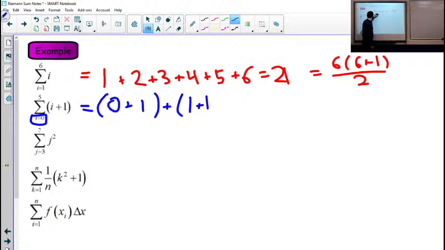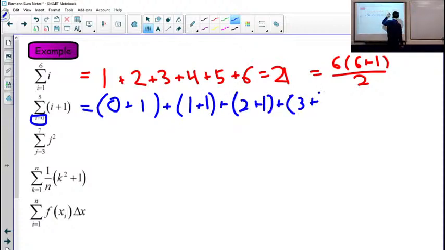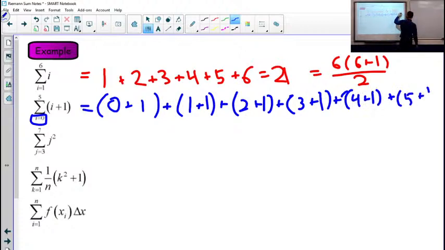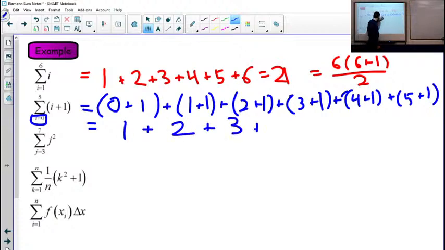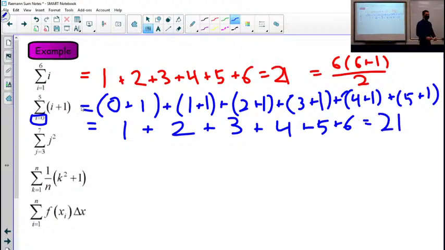So our next one is 0 plus 1, 1 plus 1, 2 plus 1, 3 plus 1, 4 plus 1, which hopefully you recognize that 0 plus 1 is 1, and 1 plus 1 is 2, and 2 plus 1 is 3, 4, 5, 6. Oh, it's the same sum we just did. It's still 21. So this is just a different way of writing the exact same sum.